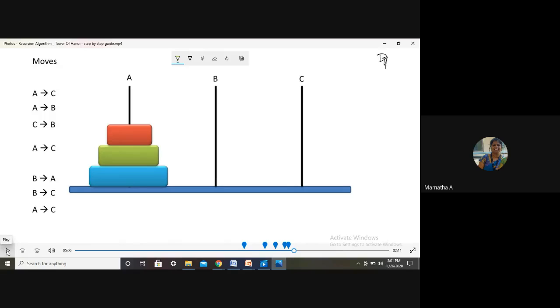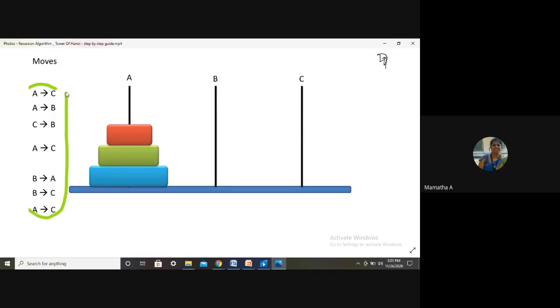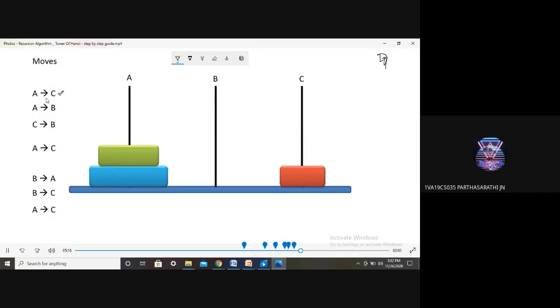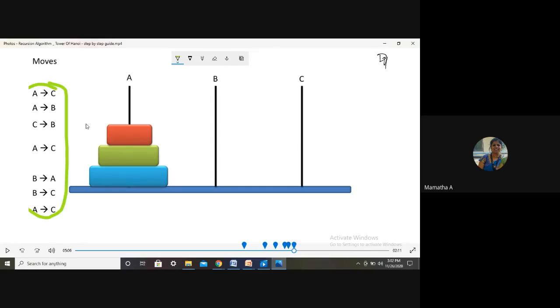Just look into it. Whatever moves we just saw, it is put here. That's all. Okay, see now. Are you able to see, students? Yes, ma'am. A to C. So let me stop at this point. See, A to C means move only one disk from A to C. That's what it means.